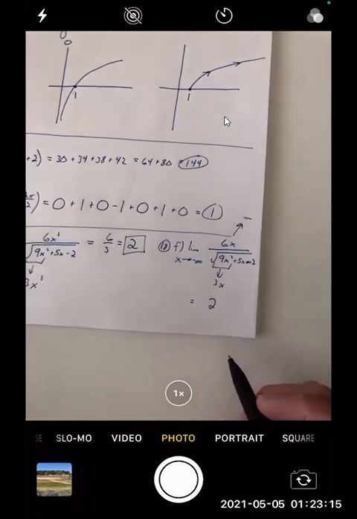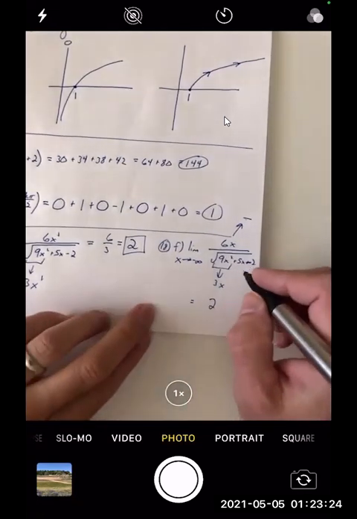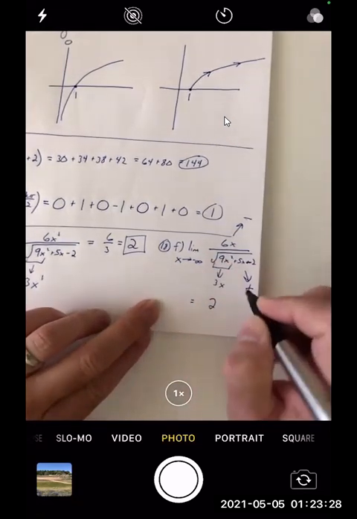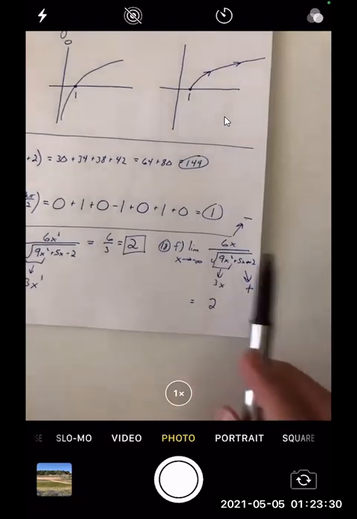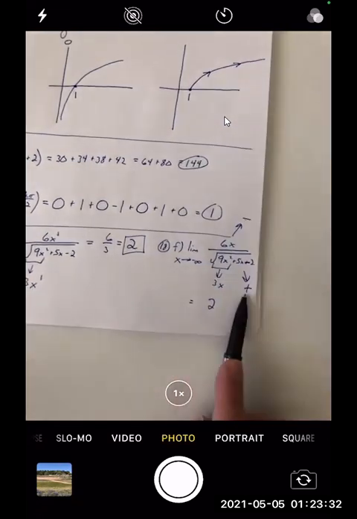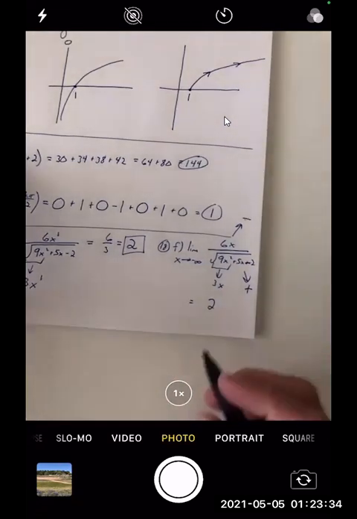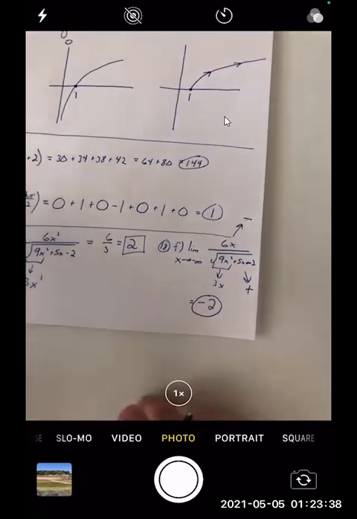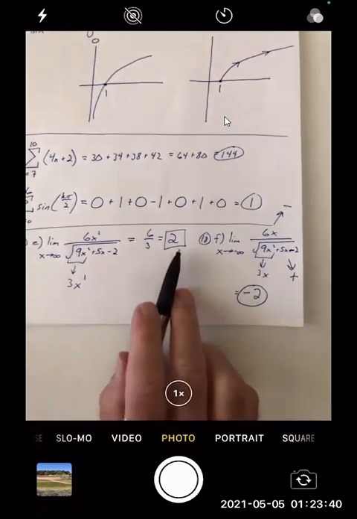Well, if you square root anything except 0, what kind of a number do you always end up with? A positive. So the denominator is giving you positive numbers. So if you have a negative over a positive, what kind of a number is that? Negative. So it's a -2 as opposed to a +2.